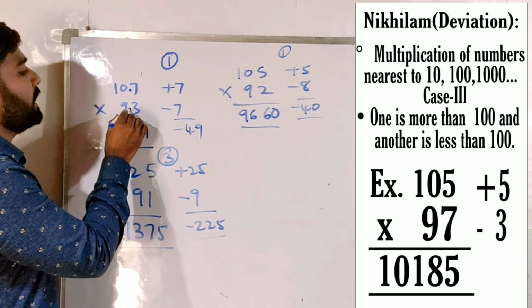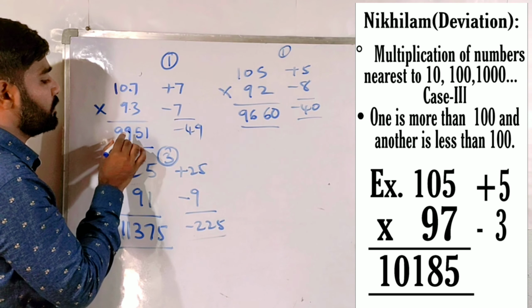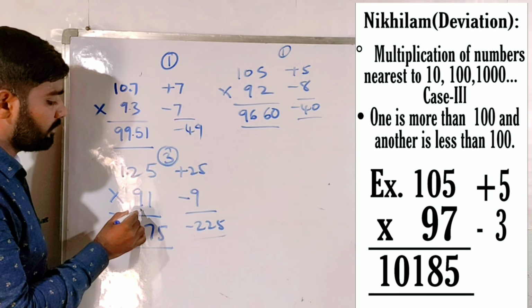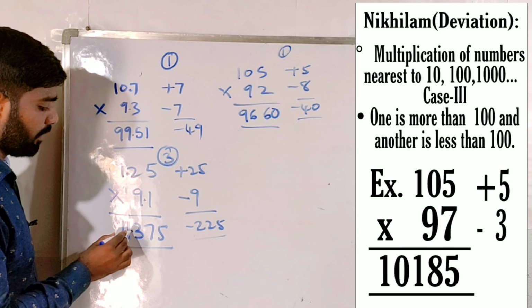10.7 into 9.3 is equals to the 2 digits. 1 2, keep the point here, 99.51. 1.25 into 9.1 is equals to 3 digits, 1 2 3 point.